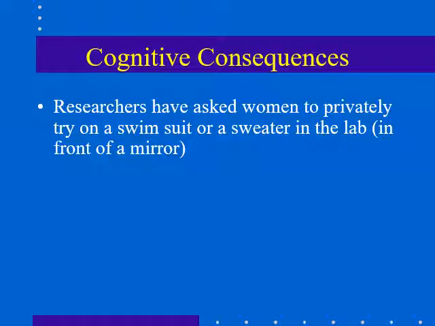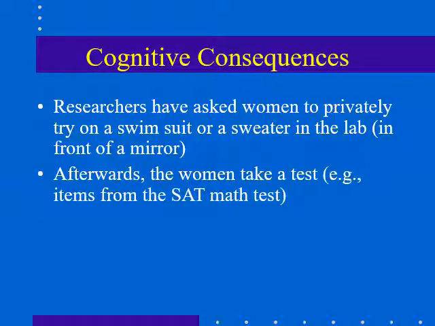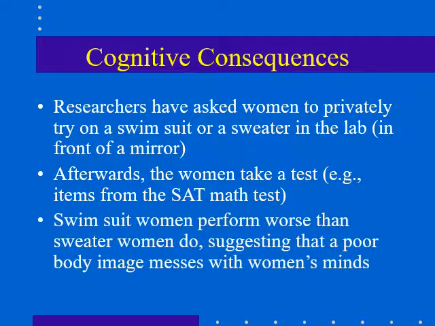In a famous study conducted by Fredrickson and Robertson, we talk about it in the book, researchers asked undergraduate women to come into the laboratory and to try on a swimsuit or a sweater all by themselves, but in the laboratory changing room, they had a giant mirror, so it was pretty hard not to notice what you look like in a swimsuit. And then afterwards, the women were told, okay, we have this second study we want you to do. And what it involved was taking a test, like the SAT math test.